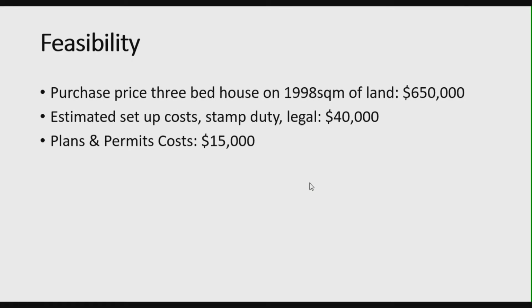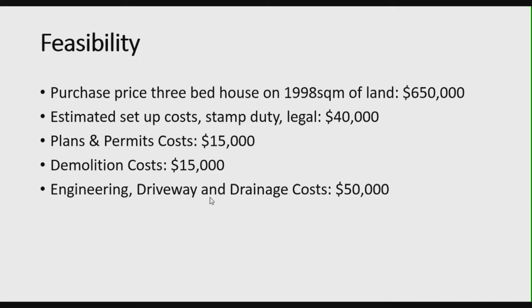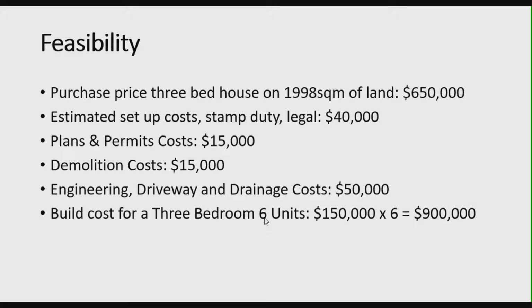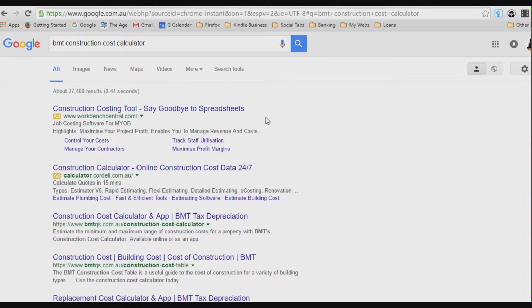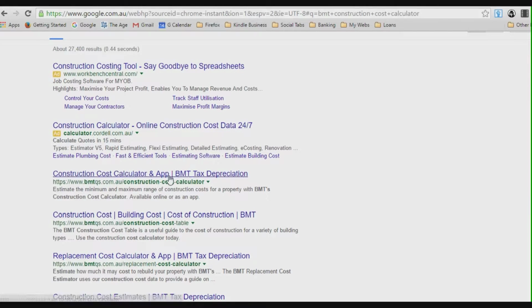So plus all the other cost, for better sake, I've put in $40,000. Plans, permits are up about $15,000. Demolition, because there was an old house, demolish that about $15,000. Engineering, driveways, drainage, everything at the high end, I've put in about $50,000. So construction cost, I've put in an estimate of 150.